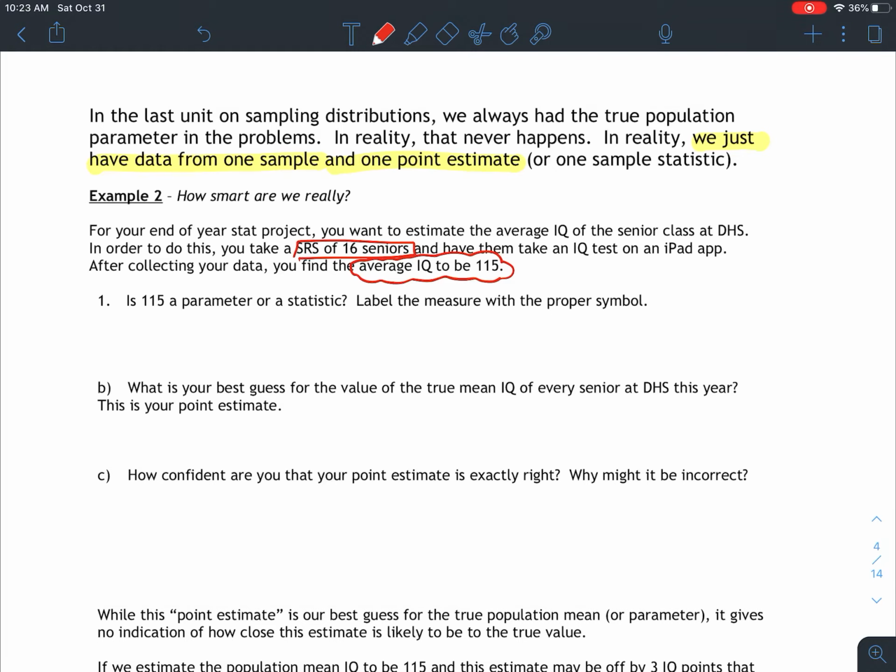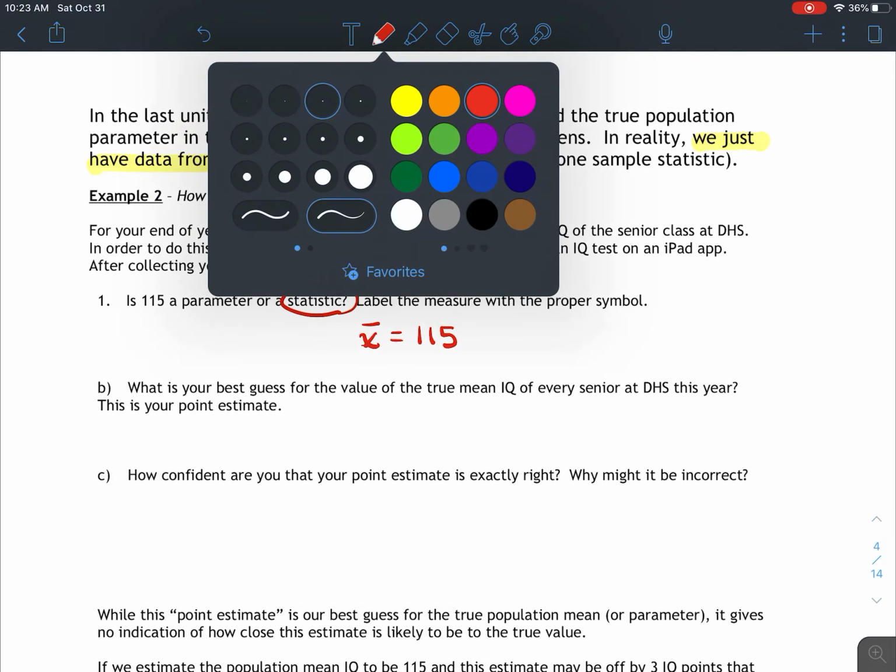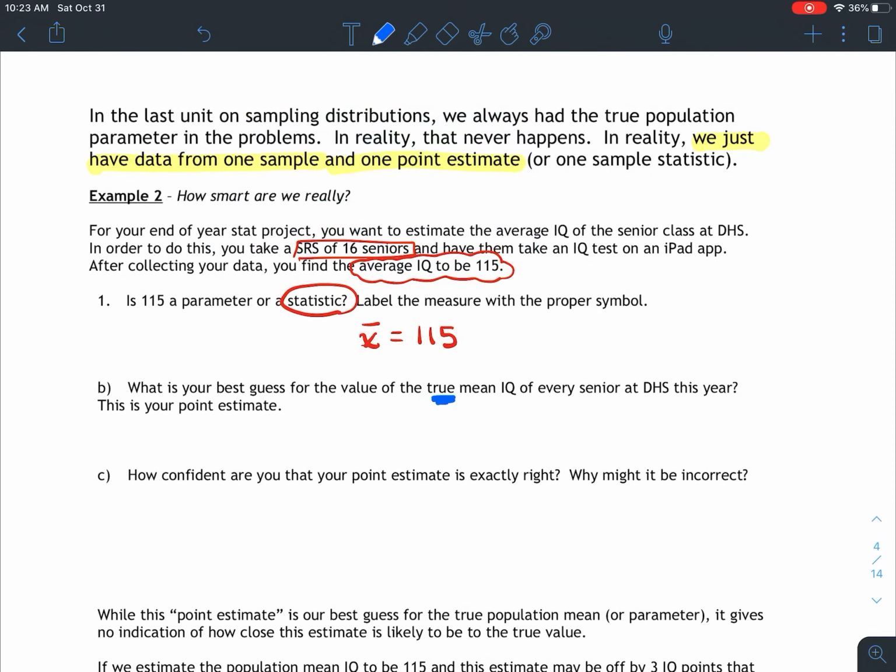Okay, question 1 says, is 115 a parameter or a statistic? Label and measure with the proper symbol. Well, obviously, the 115 came from just a sample, so that would be a statistic. The proper way for us to label that would be x-bar. So then it says, what is your best guess for the value of the true mean IQ of every senior at Dover High School this year? Okay, and this goes on to say, this is what your point estimate is. By the way, when it says the true mean, that is referring to the population mean. Okay, so our best guess is really just whatever we got for our sample mean from those 16 seniors.